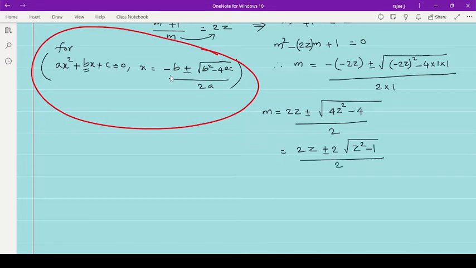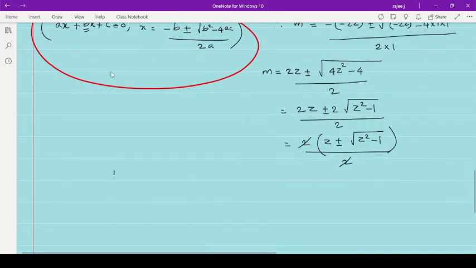Now if you look, 2 is a common factor everywhere, so that is 2 into z plus or minus under root of z square minus 1, divided by 2 is there. 2 gets cancelled and we are getting, therefore, m is equal to z plus or minus under root of z square minus 1.